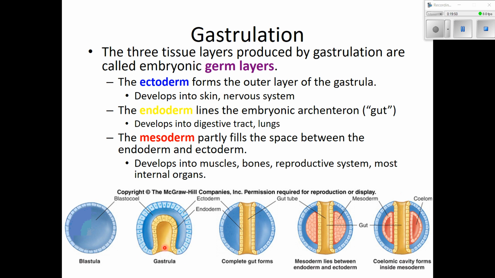And notice initially there's just one opening. Remember, that's called the blastopore, and then a second opening will eventually form. So this pouch, the archenteron, gets deeper and deeper and deeper until it eventually connects over at this end, and you end up with a tube.